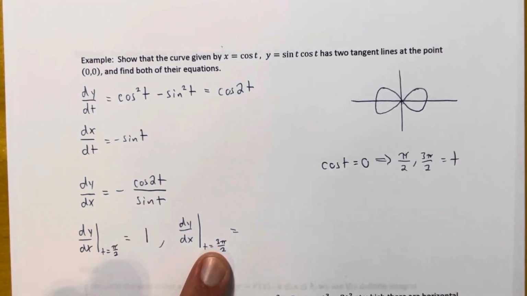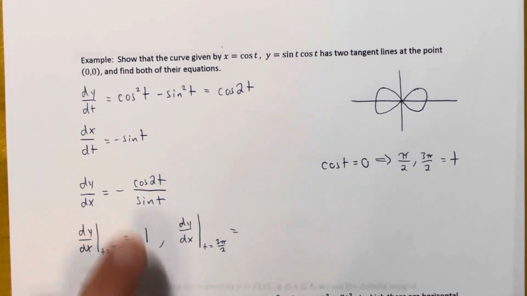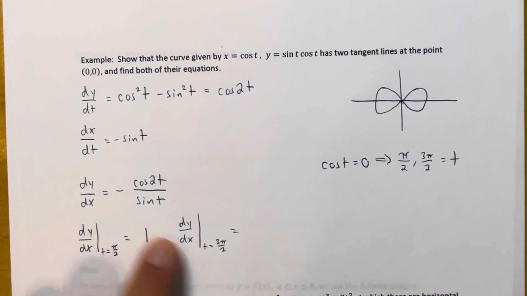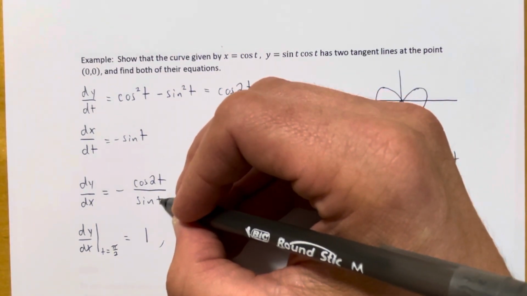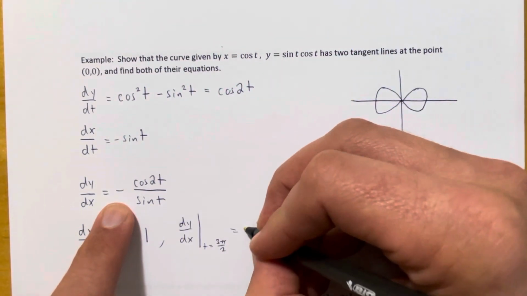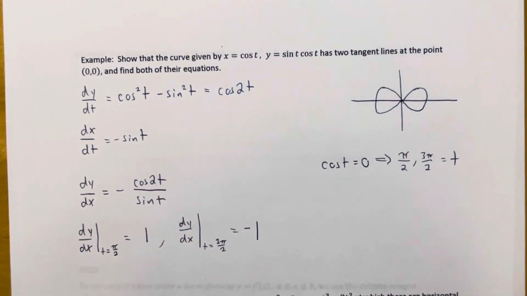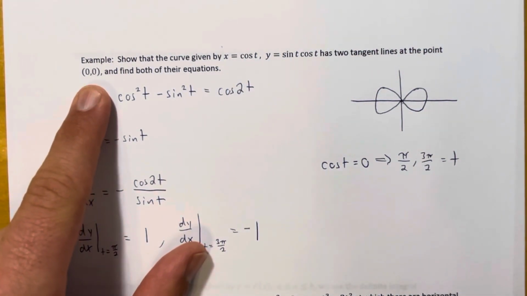Okay, well, multiplying that by 2 gives me 3 pi, which is coterminal to pi. So my numerator comes out to the same thing, which would be -1. This time, though, sine of t is also -1. So I get -1 over -1, which is 1, but then this negative out here makes that -1. So I have a +1 slope and a -1 slope, both of which share the point (0, 0).